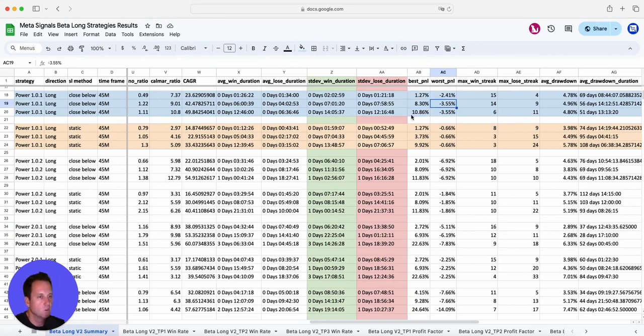You can also see what it does to your worst P&L in terms of the move of the price when you use the close below method versus the static method. You're going to take much bigger losses, as we discussed.